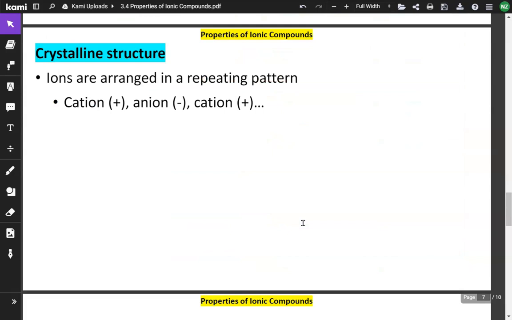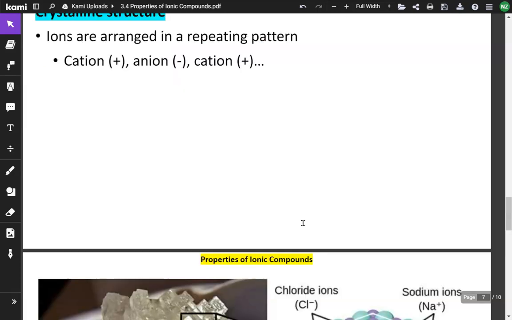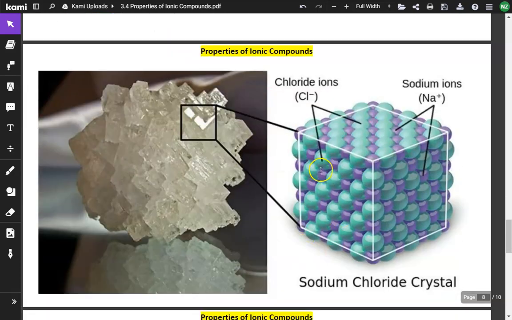Next is the crystalline structure. Ions are arranged in a repeating pattern, as we've already seen. It goes positive, negative, and so forth. So it lines up into this really neat structure. If you've looked at salt really close, it kind of looks like a crystal. Under a microscope, you can see it a little bit better here.